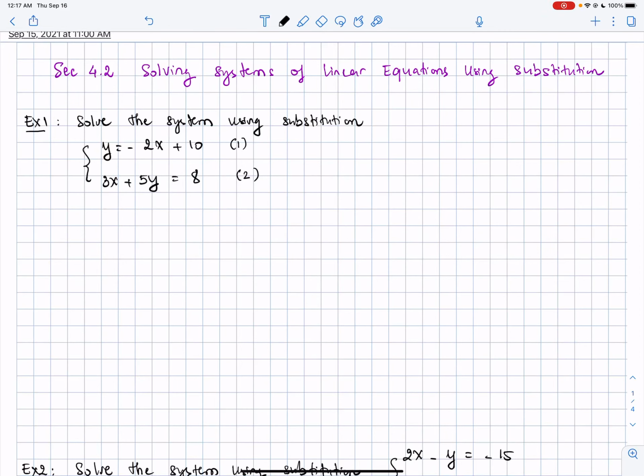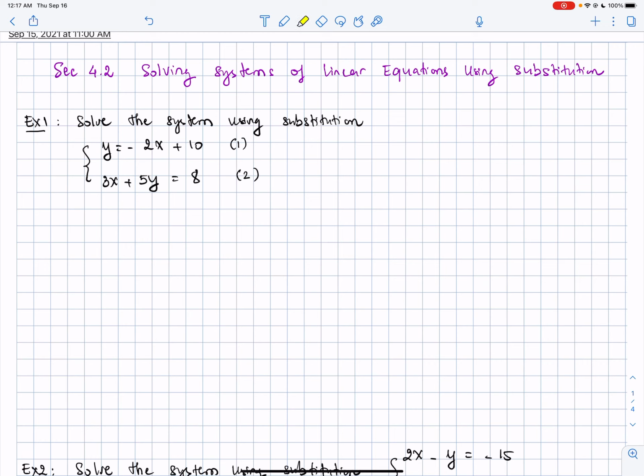Section 4.2: Solving systems of linear equations using substitution. Example number 1. We want to solve the system using substitution. We recall in section 4.1 we solved the system by graphing. In this section we will use algebra, and the method is substitution. The word sub means you replace something with something.